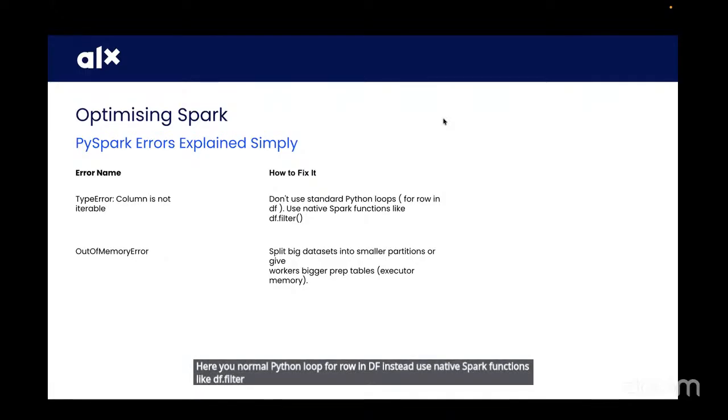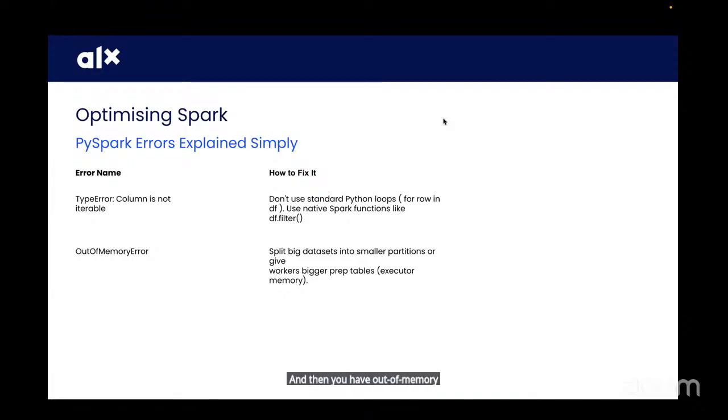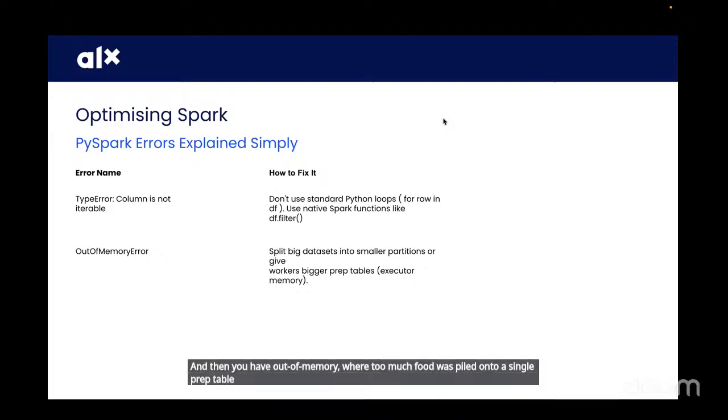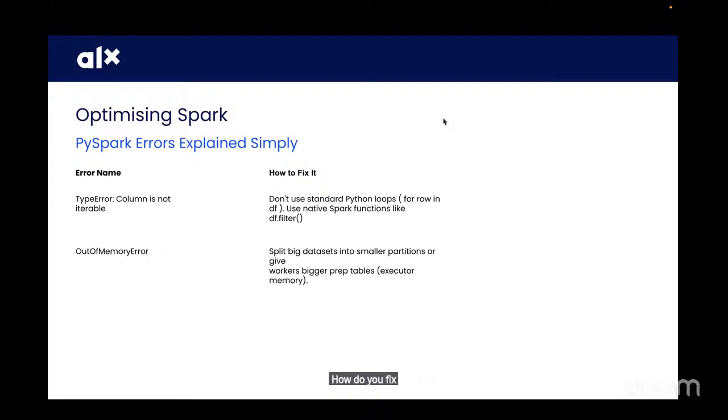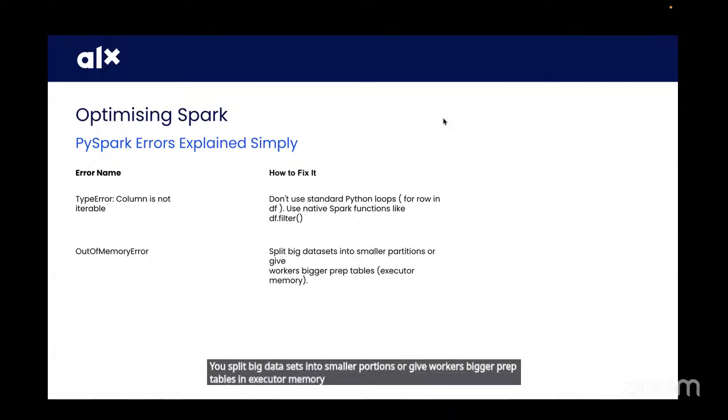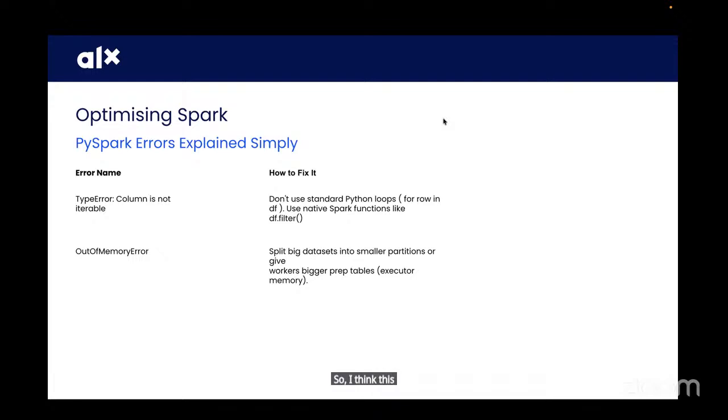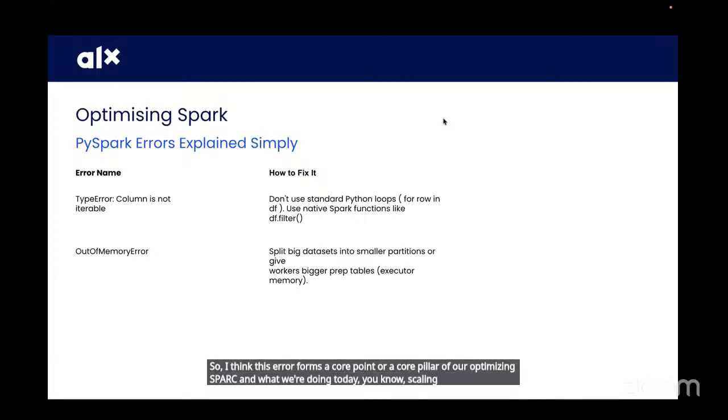And then you have out of memory, where too much food was piled onto a single prep table and now is flowing to the floor. How do you fix it? You split big data sets into smaller portions or give workers bigger prep tables in the executor memory. So I think this error forms a core pillar of optimizing Spark and what we'll be doing today, scaling in Spark.